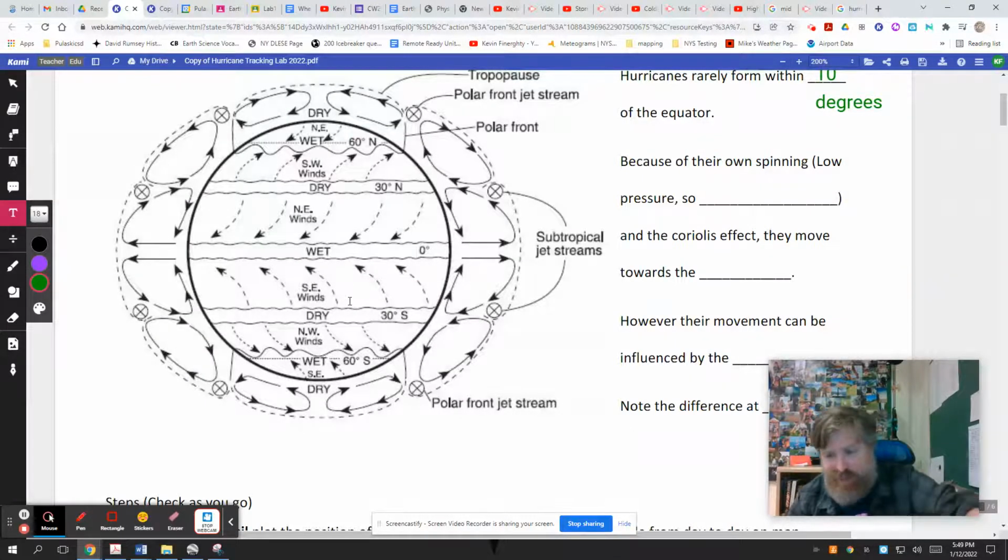Now things are all opposite in the southern hemisphere. We're going to ignore that. We live in the northern hemisphere. That's what we're going to study.